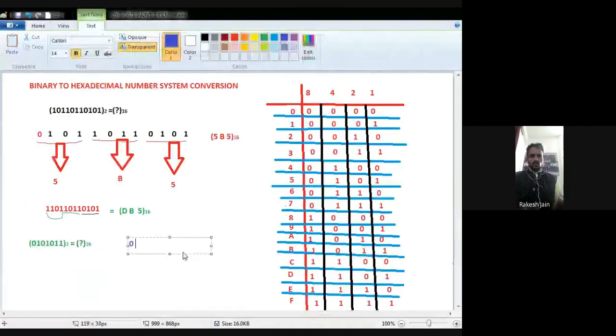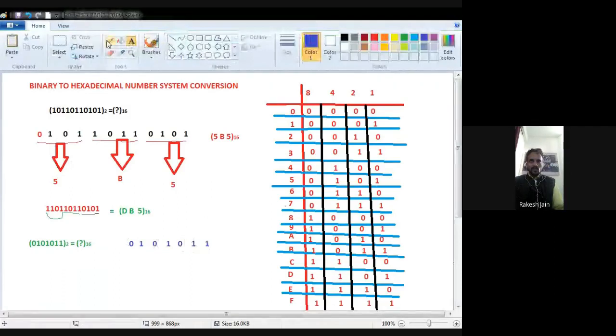So write down the number separately first of all. What is my number? 1 0 1 1. Then make a group of 4 elements from the rightmost side. So from the right side 1 0 1 1 is a group, and from the right side again 0 1 0. Here a bit is remaining to make a group of 4, so we just consider this leftmost bit as 0.